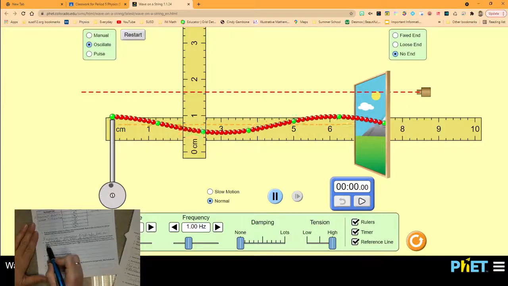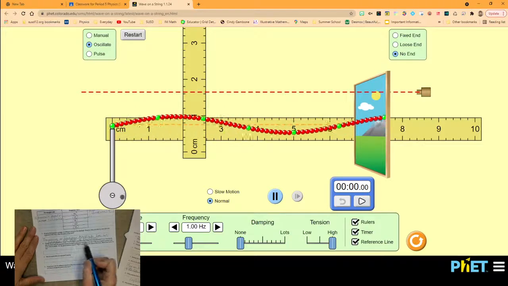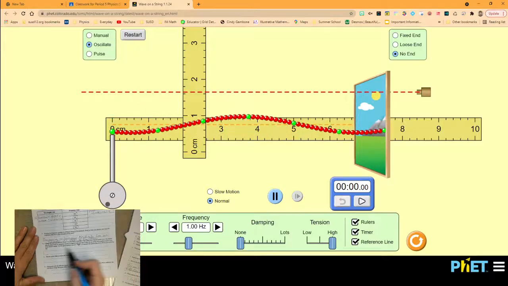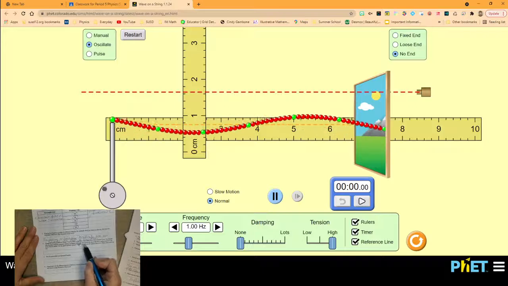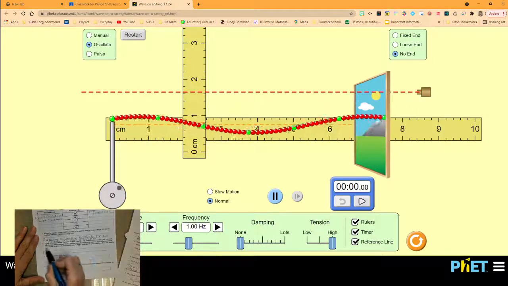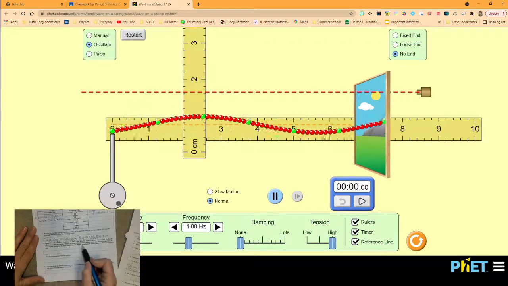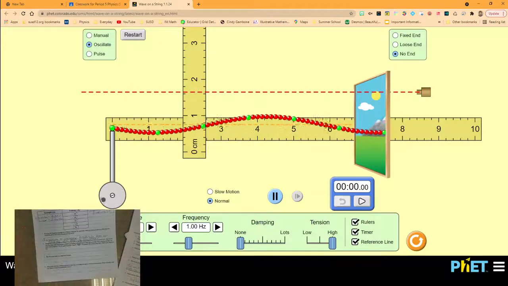Number 4. Change the wave generator to pulse. Use the timer to time how long it takes for a wave to travel 5 centimeters. You should start the timer when the generator reaches its highest point and stop it when the top of the wave reaches a point 5 centimeters from where it started. Use the speed equation to calculate the speed of the wave. Show your work for this.